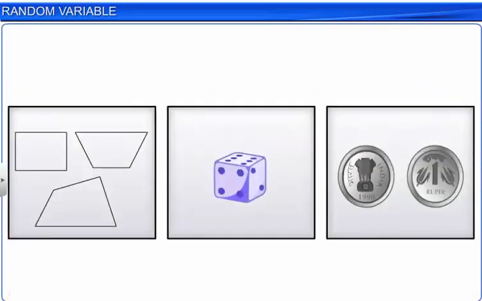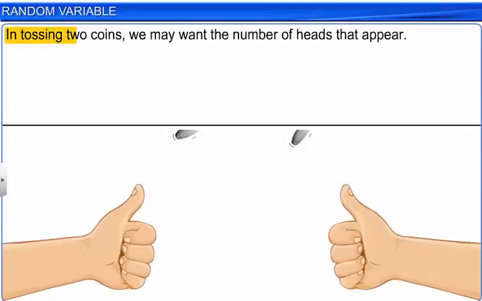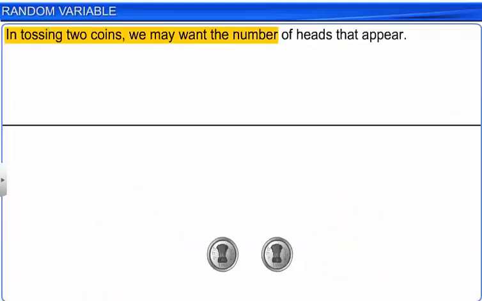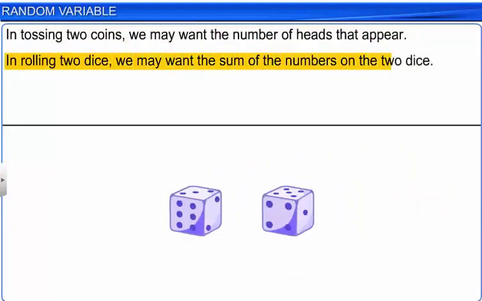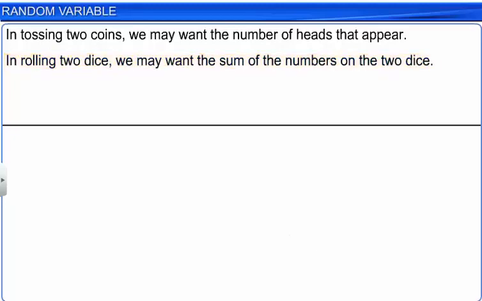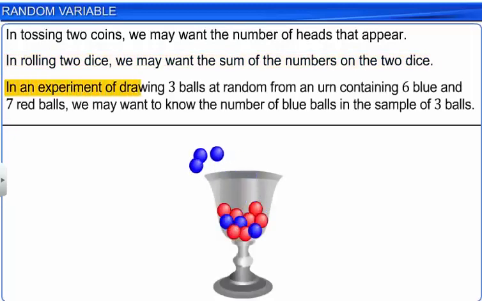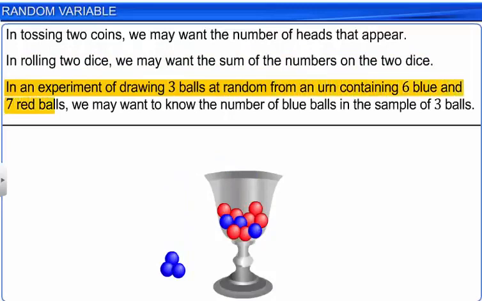Many times, we want to know how many times an outcome occurs in an experiment. For example, in tossing two coins, we may want the number of heads that appear. In rolling two dice, we may want the sum of the numbers on the two dice. In an experiment of drawing 3 balls at random from an urn containing 6 blue and 7 red balls, we may want to know the number of blue balls in the sample of 3 balls.